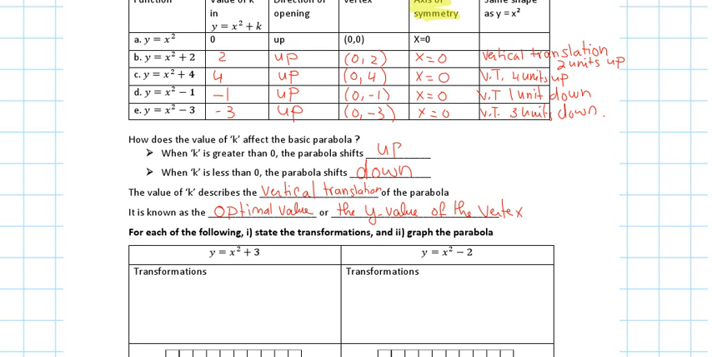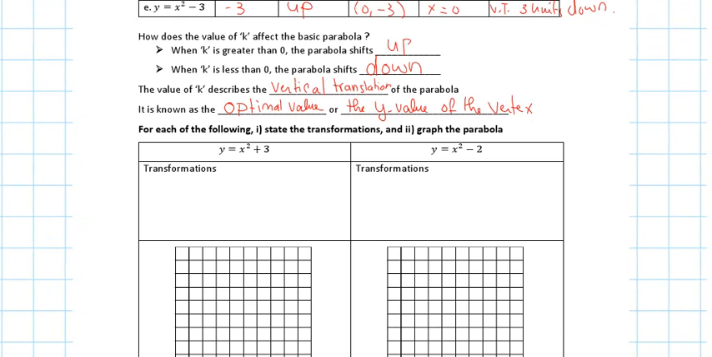So let's look at the first example. The question will give you the equation and will ask you to state the transformation first. So what kind of transformation do I have here? So y equals x squared plus 3. What kind of transformation do I have? Vertical translation, 3 units up. Good.